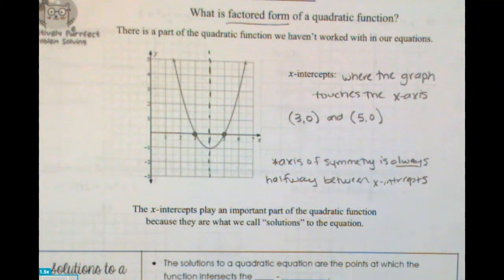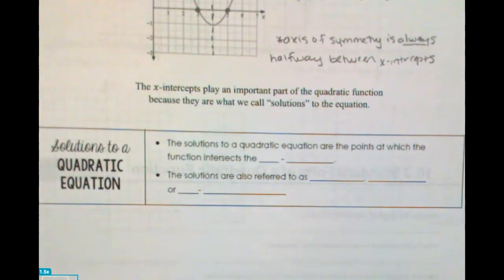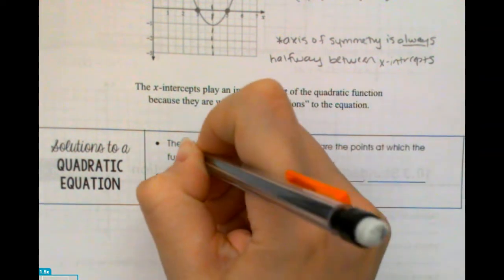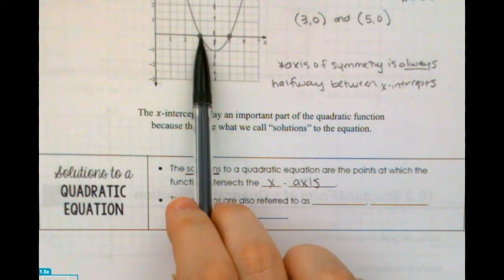The x-intercepts play a really important part of the quadratic function because they're what we call solutions to the equation. Now, we haven't talked about solving quadratic equations yet this year. We can solve linear equations where you undo each side, get x by itself, get x equals a number. We can also solve quadratic equations, and this is the first step to thinking about what those solutions look like. Solutions to a quadratic equation are the points at which the function intersects the x-axis. So solutions are those x-intercepts. In this case, the solutions to this parabola would be 3 and 5.